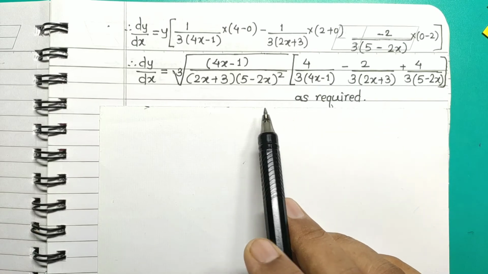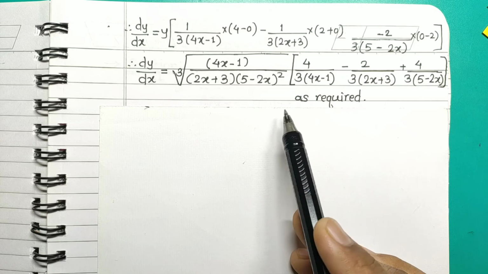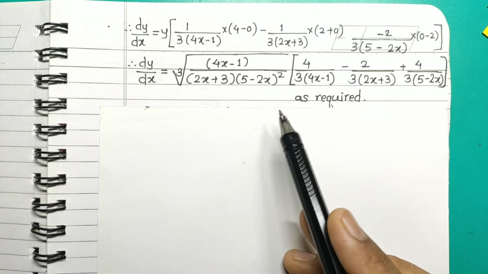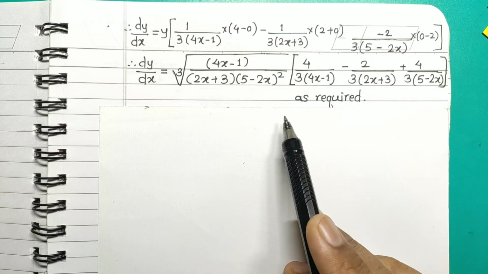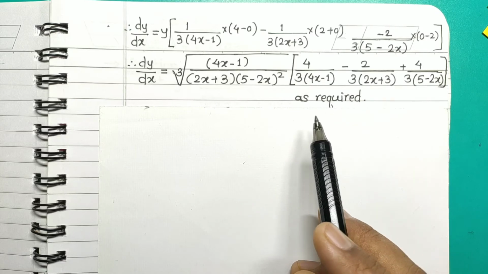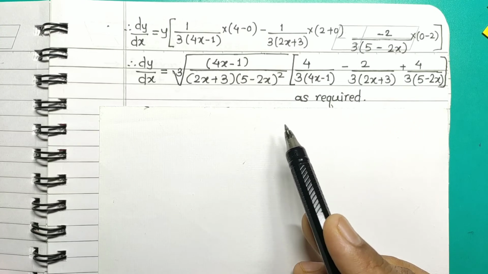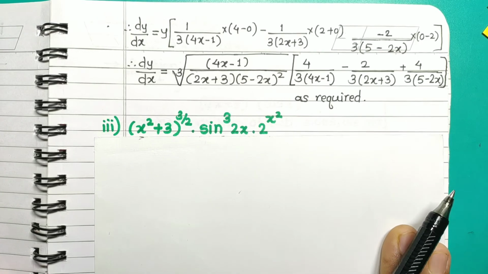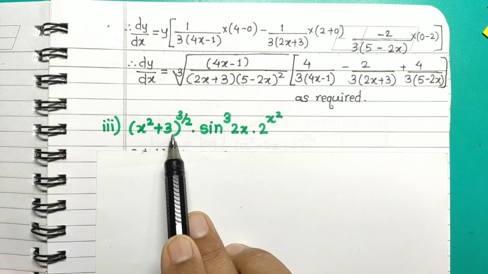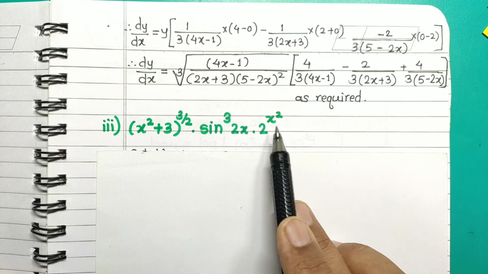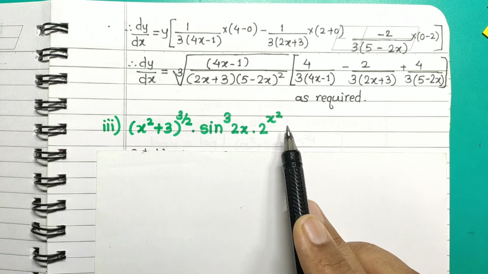These examples are quite lengthy but not difficult to solve. Simple derivatives are there to evaluate, and you must be perfect with the laws of logarithm. Then you can solve such types of problems very easily. Then the next function is (x square plus 3) raised to 3 by 2 into sine cube of 2x into 2 raised to x square.